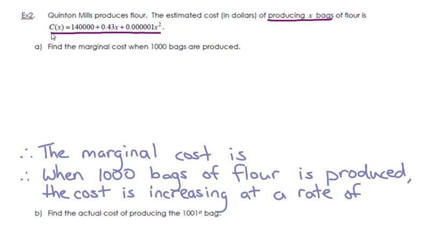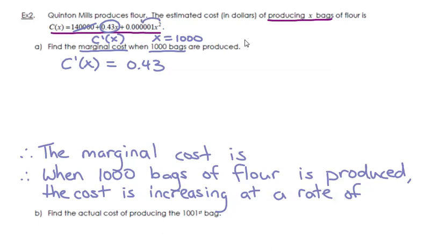So they're asking to find the marginal cost. Now remember that the marginal cost, and you can look back at the video, is C prime of x. And they've actually told you what x is. So x is 1,000 bags. All right, so let's start off first by finding C prime. We're going to take the derivative. This is going to become 0. This is just going to become 0.43.